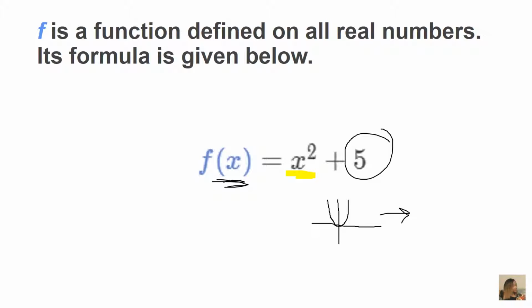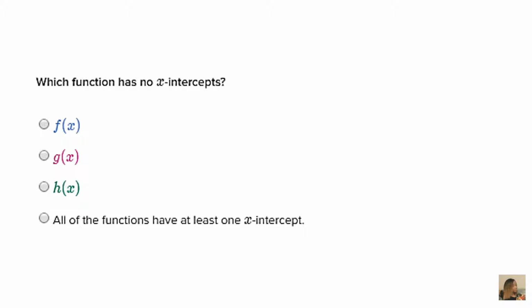So what you have to remember is x squared looks something like this. But if you add 5 to that, you're going to get something that looks like this. The vertex will be located at 5. Okay, so therefore it's never going to have an x-intercept, and f of x is actually our answer. Again, function f of x is the answer out of these three functions.